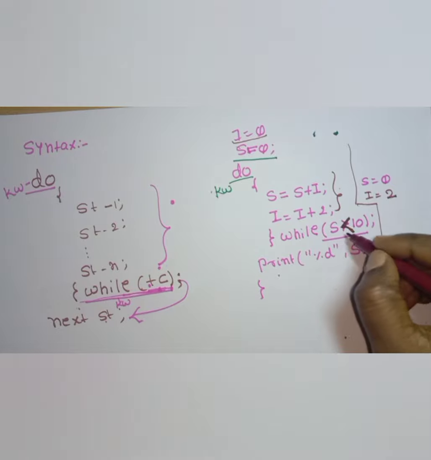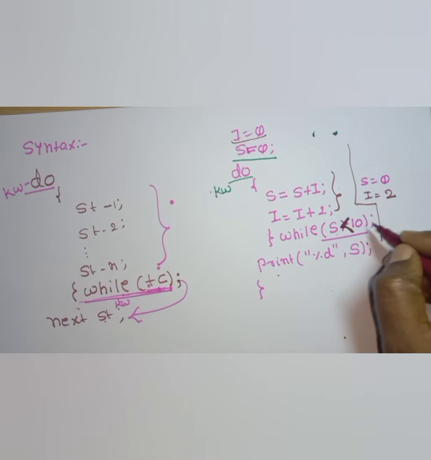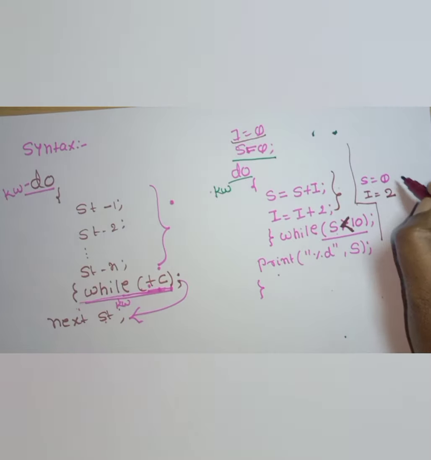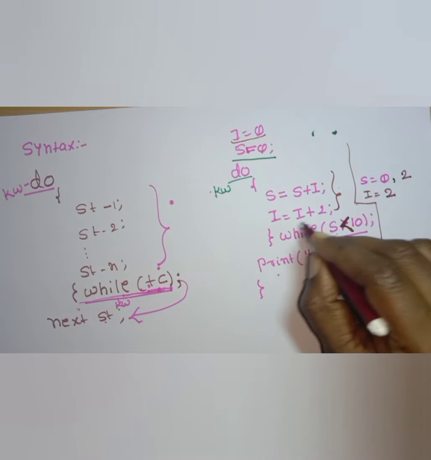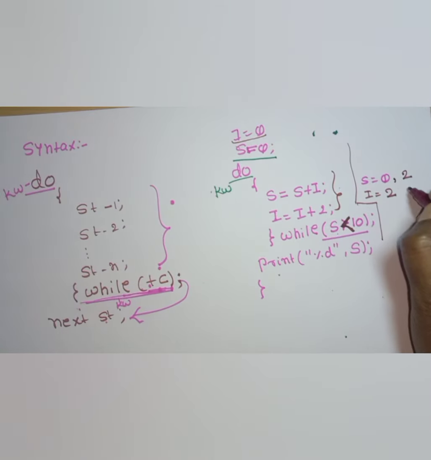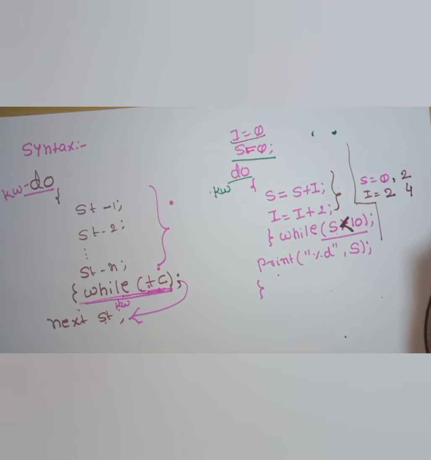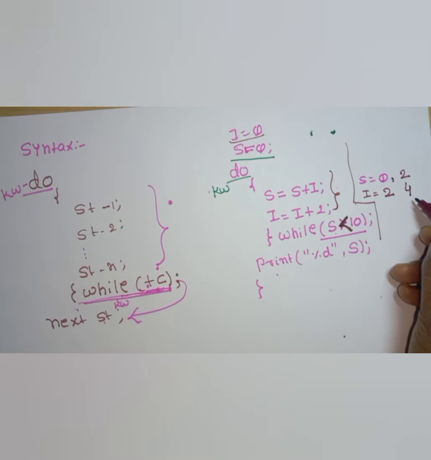Here it checks the condition. s is less than 10. The condition is true. Once again your s value is equal to s plus i. s plus i, where i is how much? It is equal to 2. i is incremented by 2, that is 2 plus 2 is 4. In the next execution, what happens? It is equal to 4.